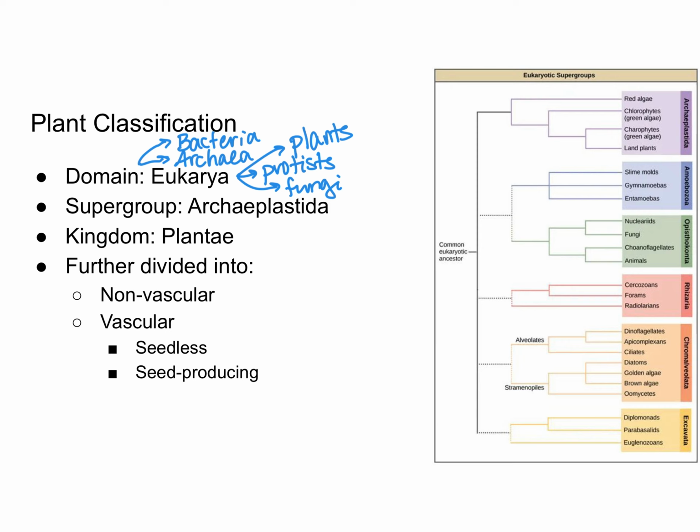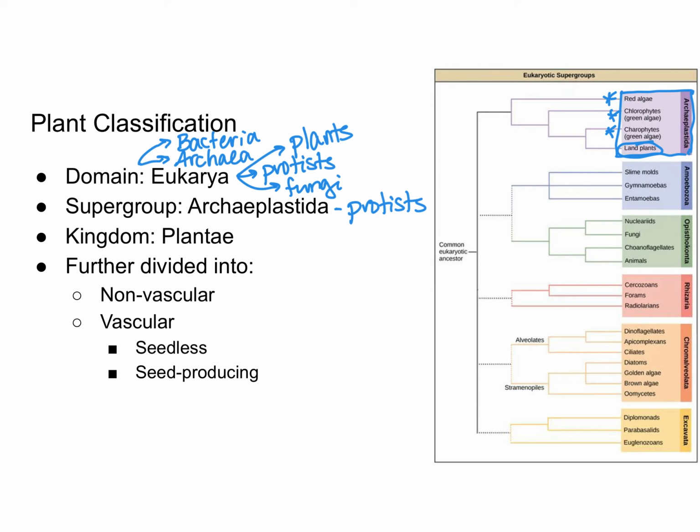Plants are lumped in with the supergroup known as Archaeplastida, and we talked about this when we talked about protists. Because remember, protists are classified in different supergroups, and one of those supergroups was the Archaeplastida. And we can actually see that right here on this chart. And you can see that plants are included in this supergroup, as are the green algae and red algae.